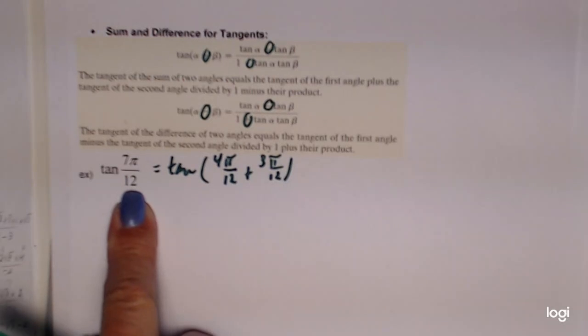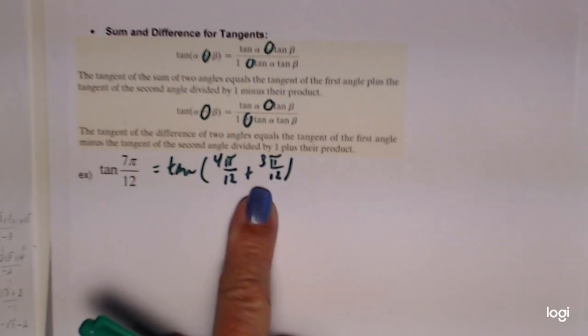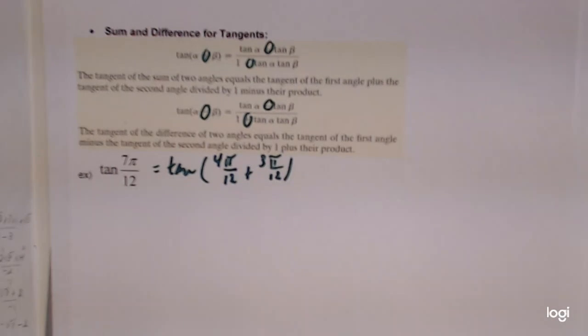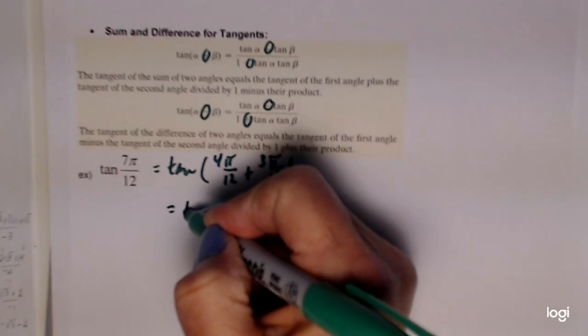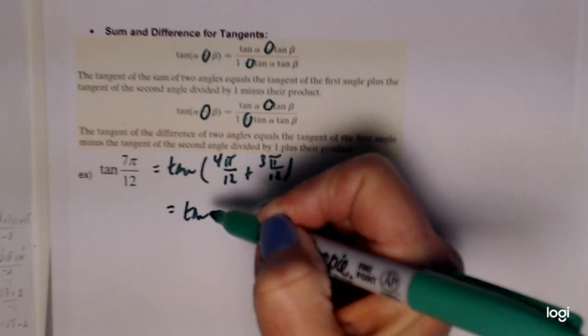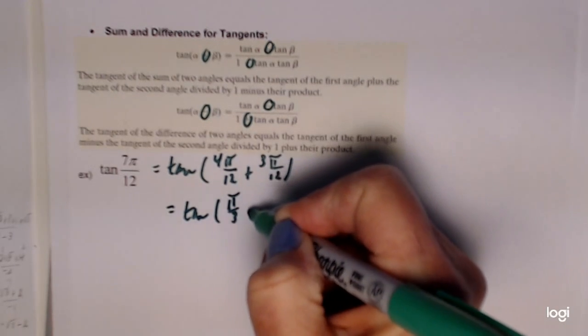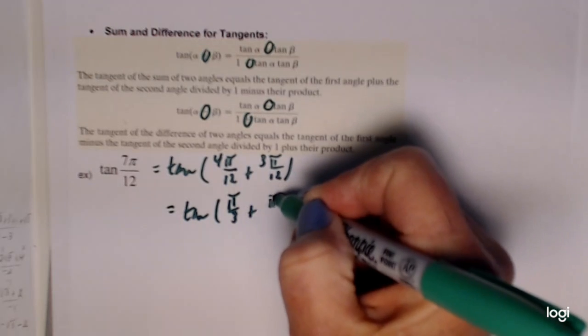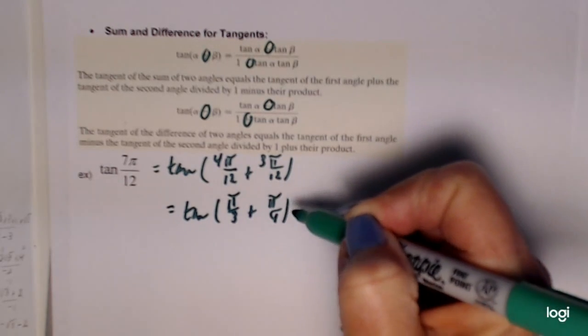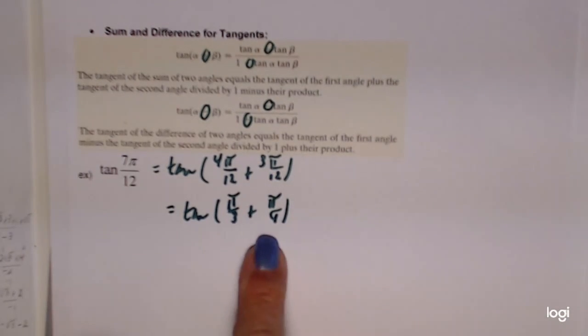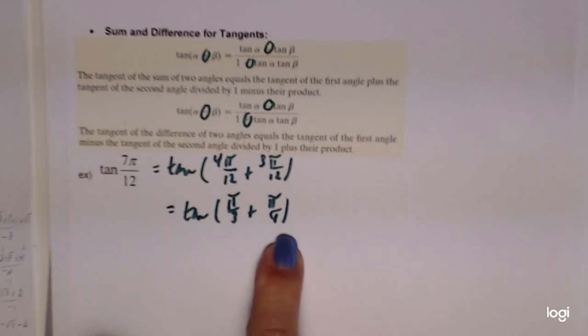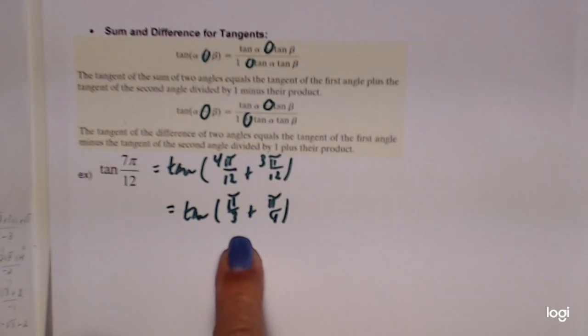And why would we do this? You say, well, in this form, it's not as readily seen the benefit of breaking it up like that. If we simplify these fractions, 4 pi over 12 is the same as pi over 3, and 3 pi over 12 is the same as pi over 4. And now pi over 3 and pi over 4, these are angles that we recognize and we can evaluate the tangent for.